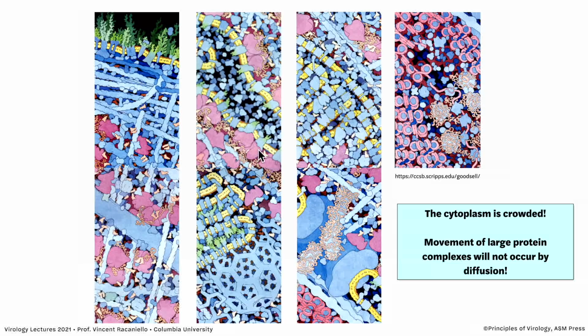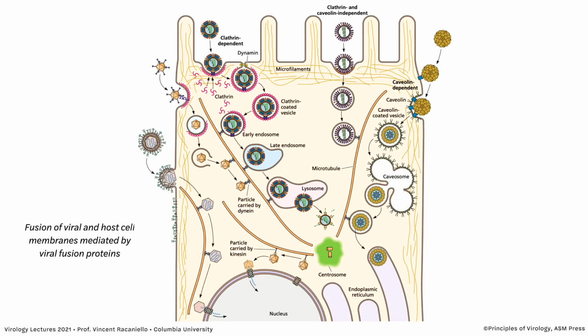So virus particles do not simply diffuse. People have done the calculation, and they said that if a virus had to move through the cytosol by diffusion, it would take days for it to get from the plasma membrane to the nucleus. So remember that. Cytoplasm is crowded, and movement of large protein complexes does not occur by diffusion.